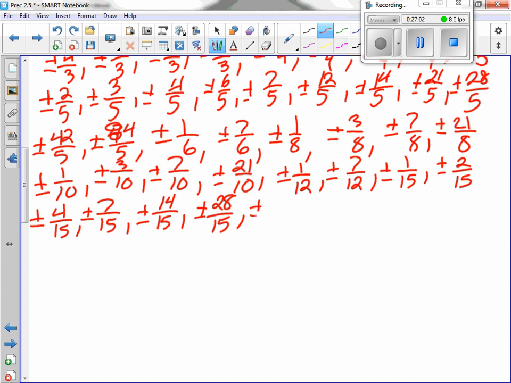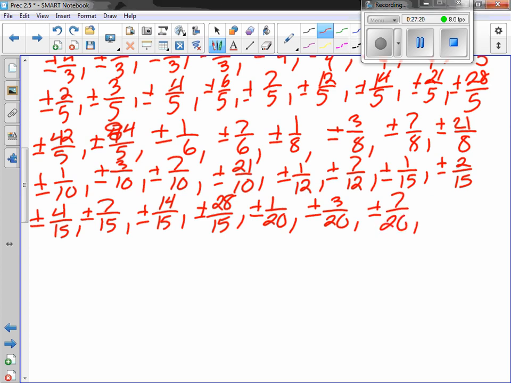20. 1/20. 2/20 will reduce. 3/20 will not. 4/20 will. 6/20 would be 3/10. 7/20 won't. 12/20 will reduce. 14/20 should reduce. 21/20 will not. 28, 42, and 84 both have at least common factor 2. They should reduce to something we already have.